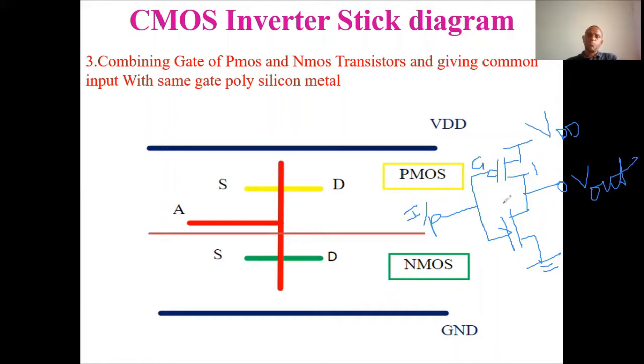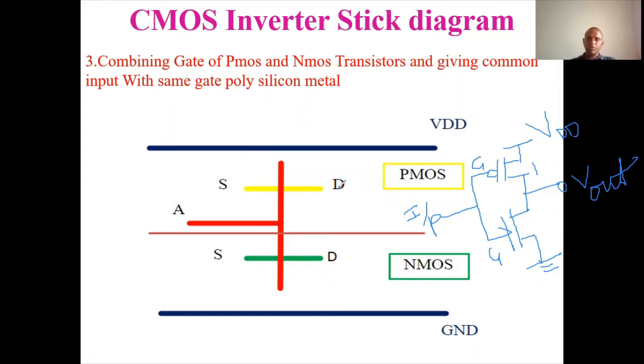Okay, so this is the PMOS representation, and this one is the NMOS representation. So here what I have done is both the gates, the PMOS gate is this one and the NMOS gate is this one. Both the gates are connected and that will be considered as the input. In the previous diagram itself, I told that red will be the gate and either side of this yellow and green will be considered as the source and drain.